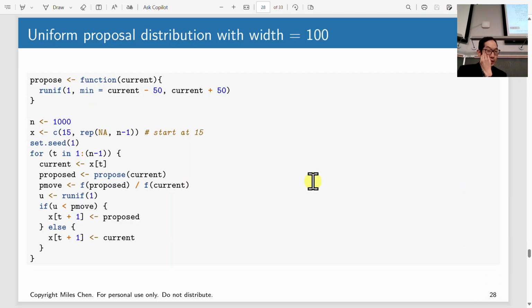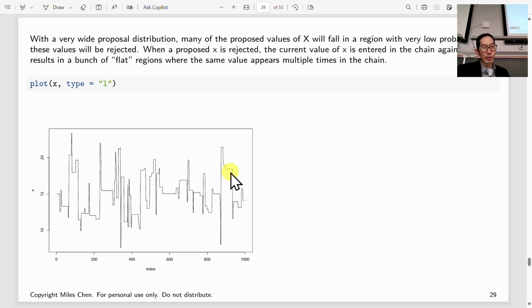And so this is my proposal thing. I'm going to start at my current location, and we'll go plus or minus 15. I'm going to start at where I know values should be generated, at 15. And I say, okay, let's just propose a value. Let's see if we go, and we run the chain. And our chain looks like this, okay?